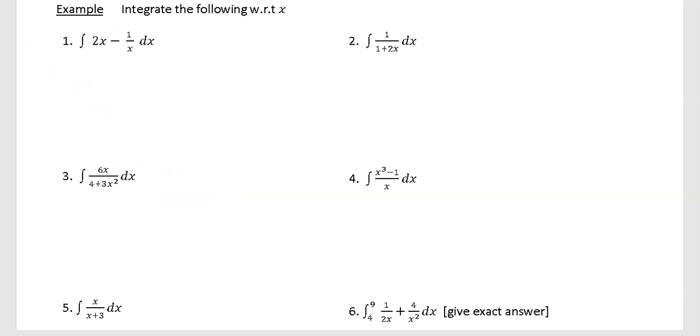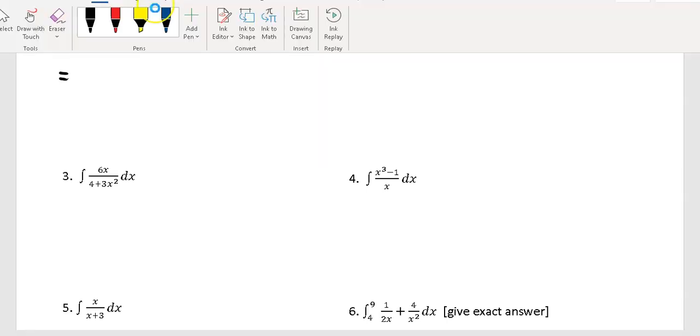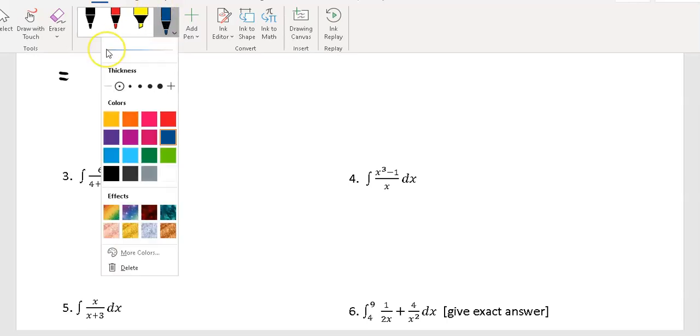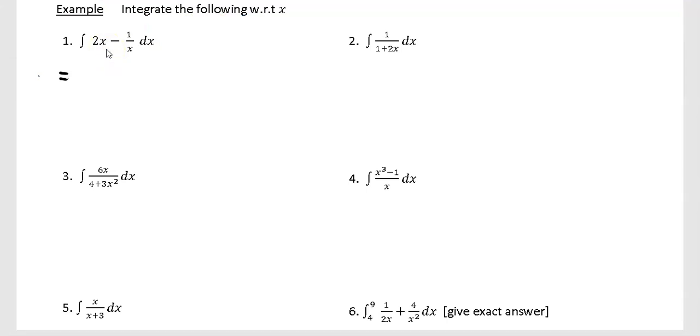Okay, we're going to look at a few examples now on these. The first example is dead easy. It says integrate 2x minus 1 over x. Integrating 2x is dead easy. 2x integrated just becomes 2x squared over 2, which is just x squared. Integrating the 1 over x, remember, was ln of modulus of x. And then remember, and you would lose marks if you forgot it, your constant of integration, c.